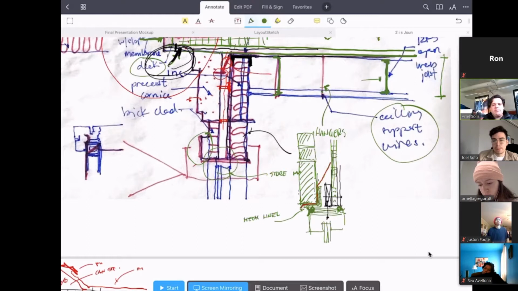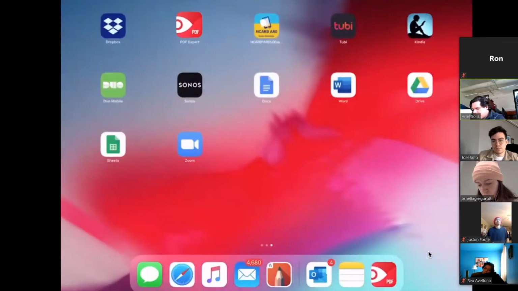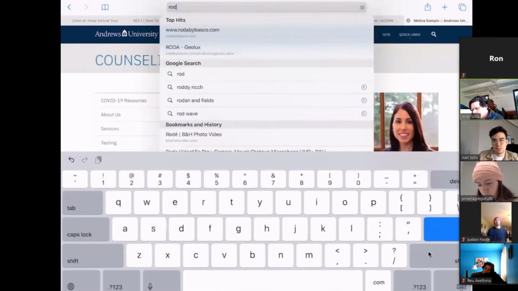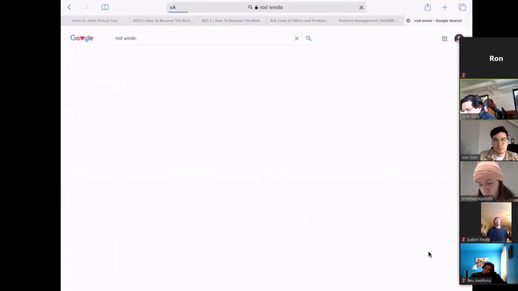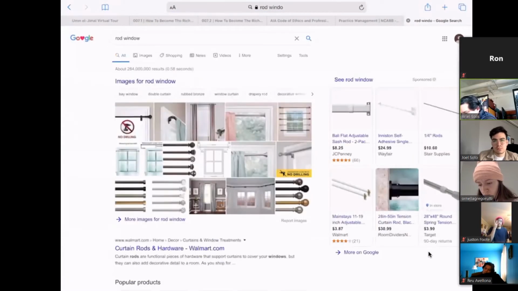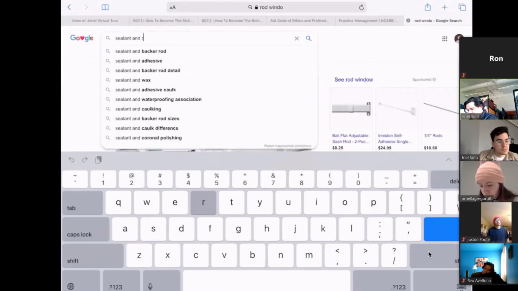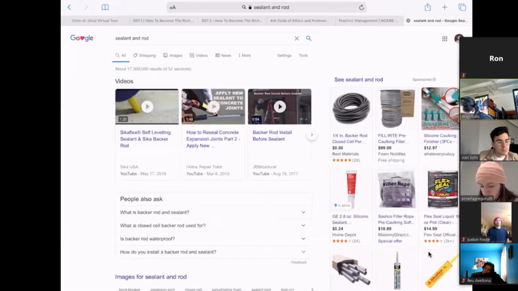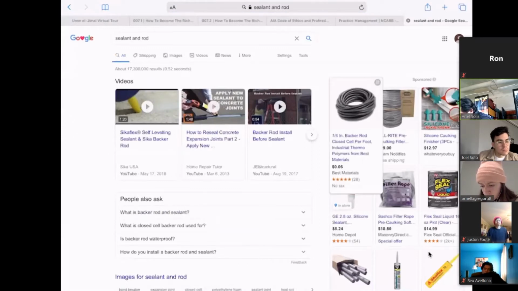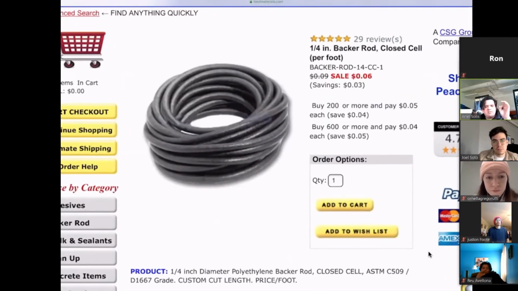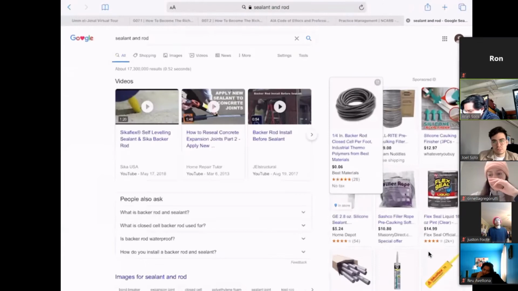So that's like a little, let me search for it. So it looks like this backer rod right there. It's like a rounded insulation, really tiny. Okay, that's like a rigid insulation, a little soft, and that goes into your window. That's what this guy right here is.